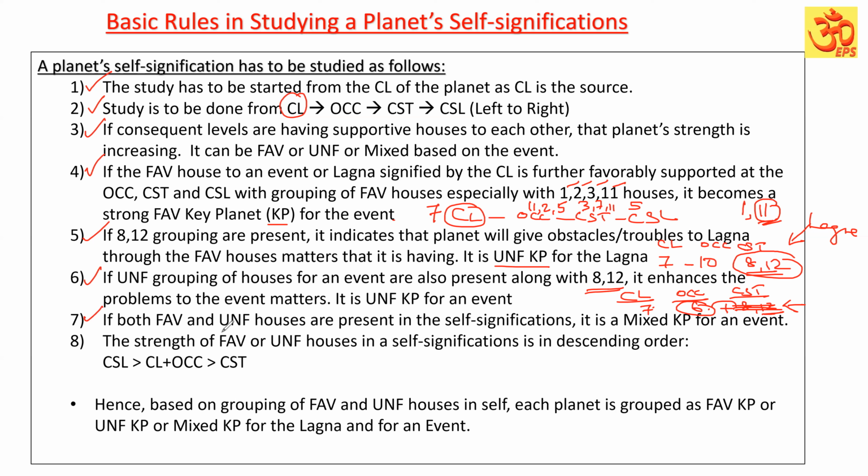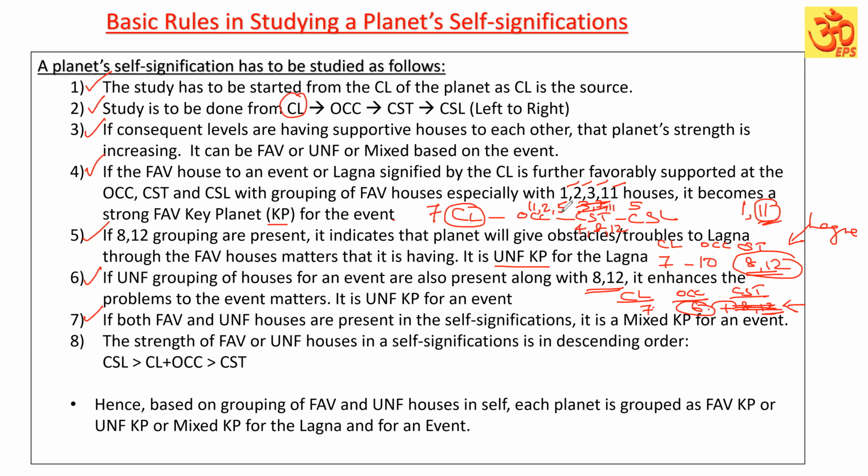If both favorable and unfavorable houses are present in the self-signification, it is a mixed key planet for the event. Suppose it is having both. For example, 7, 11, 2, 5 is there. And 3, 7, 11. Suppose instead the CST is having 4, 8, 12. So it is having both favorable and unfavorable. So it means what? It is indicating an unfavorable key planet.